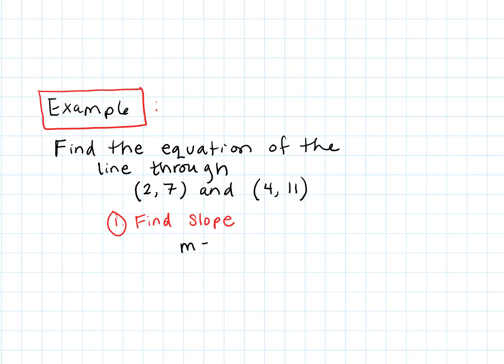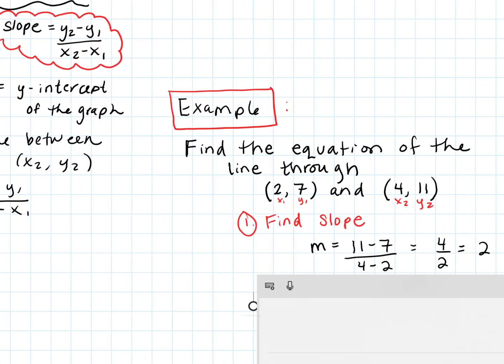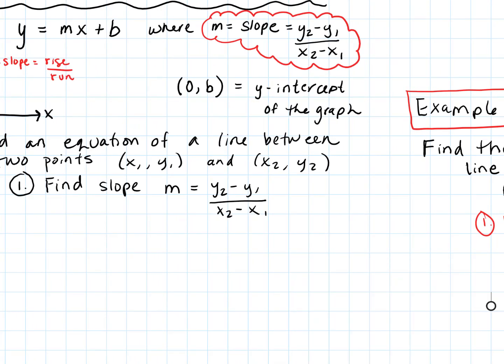Find the slope, m equals, again, we're going to label these x1, y1, x2, y2, just like in the previous section, and we plug those in. So 11 minus 7 over 4 minus 2. And when I do that, I get 4, you can plug that into your calculator. I picked these numbers so we had nice clean numbers here. So the slope is 2. Okay? So that's our first step. Start off by finding the slope.